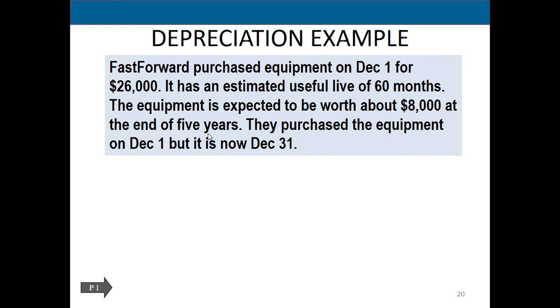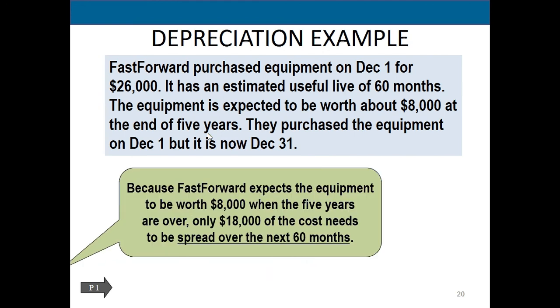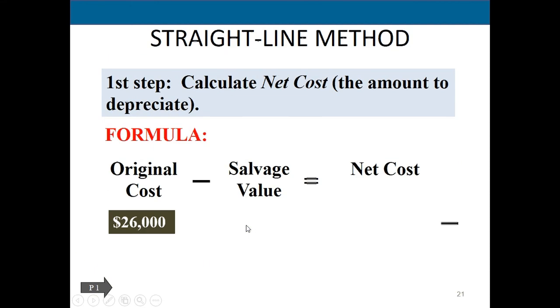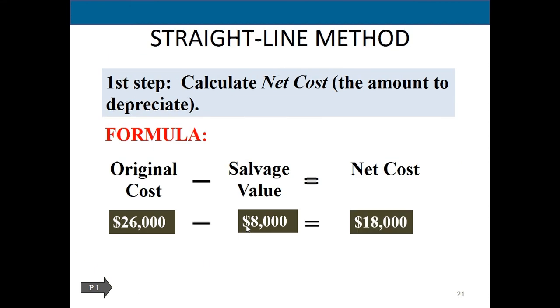We purchased it on December 1, but it is currently December 31. How are we going to deal with this? Because we expect it to be worth $8,000 when the 5 years are over, only $18,000 of the cost has to be spread over 60 months. Where did $18,000 come from? Well, that's the $26,000 up here minus that $8,000 is going to give you $18,000. So if we're going to put it in the formula, this is what it looks like, right?